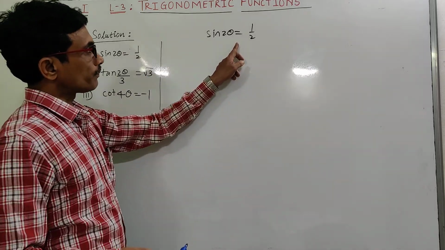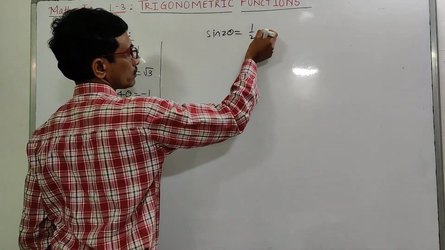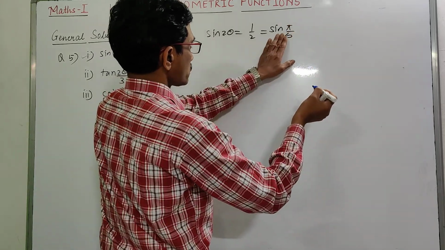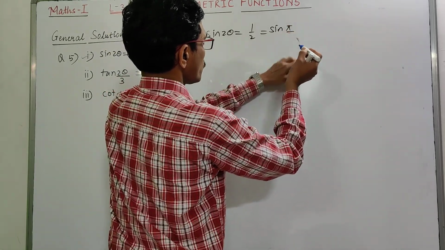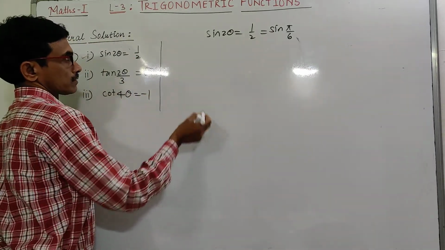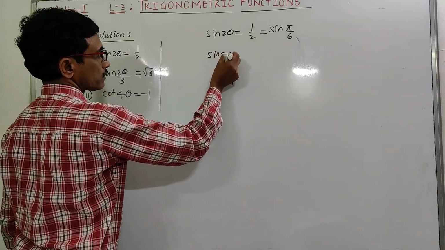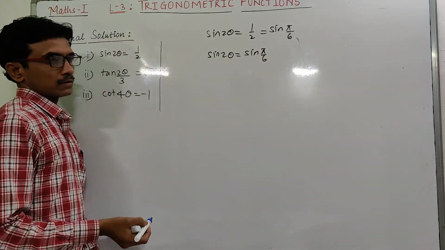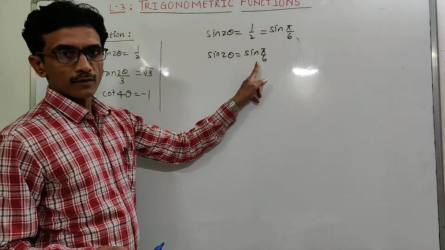We know sin of pi by 6 is equal to 1 by 2. So that is sin of pi by 6. Sin 2 theta is equal to sin pi by 6. Now sin theta is equal to sin alpha.